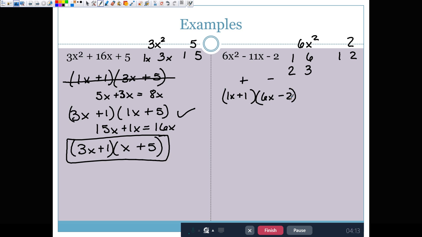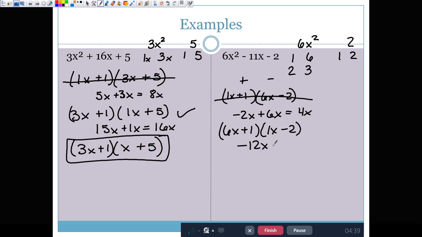So that would be negative 2x, and my inside would give me positive 6x, which would be 4x. Does that work? Does it give me negative 11? No. Okay, so let's just switch our x's. So I'm going to have 6x plus 1 and 1x minus 2. So we'll get negative 12x and then plus 1x, which would be negative 11x.